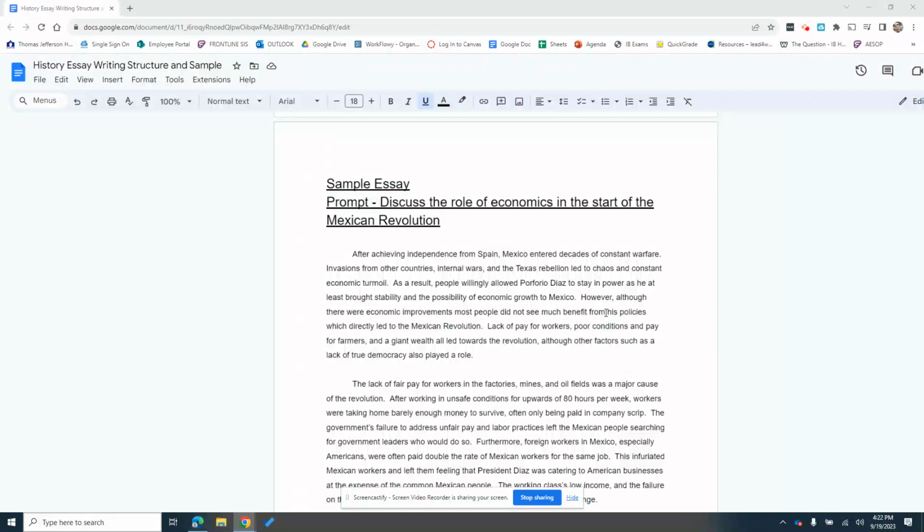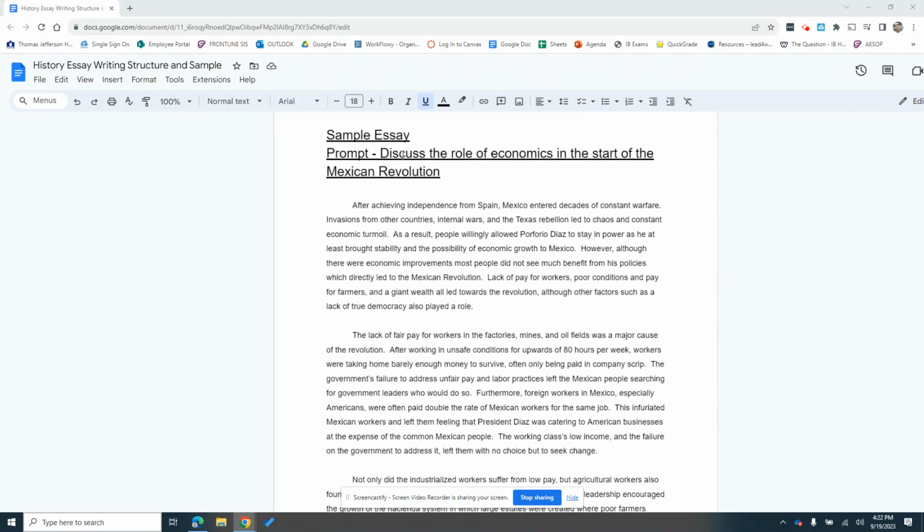All right, so let's look at an example of what this structure looks like in practice. So we're going to take the essay prompt, discuss the role of economics in the start of the Mexican Revolution. And remember, when writing an essay response, you always need to consider what exactly they're asking for. So the focus of this should be the role of economics and how the Mexican Revolution starts. But remember, we need to have a counterpoint. You can't just discuss economics, so you need to be prepared to throw something else in there.